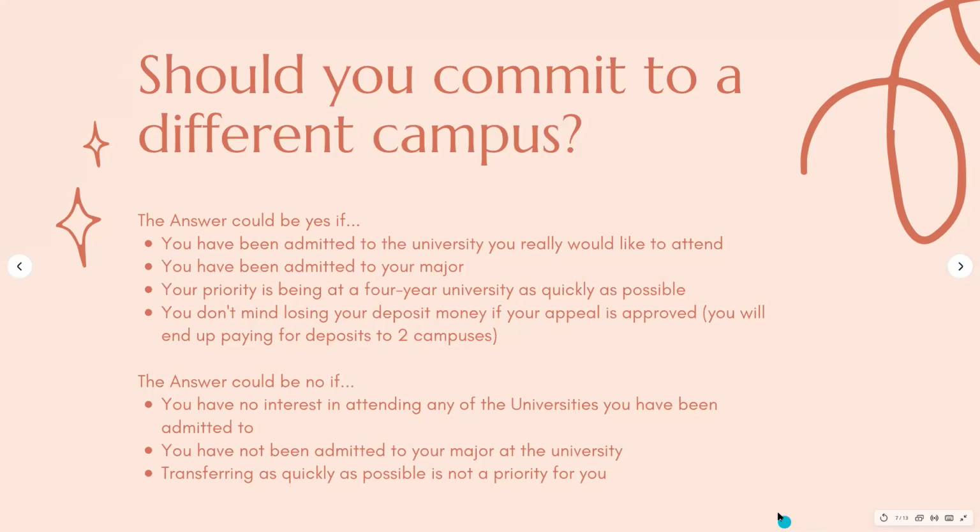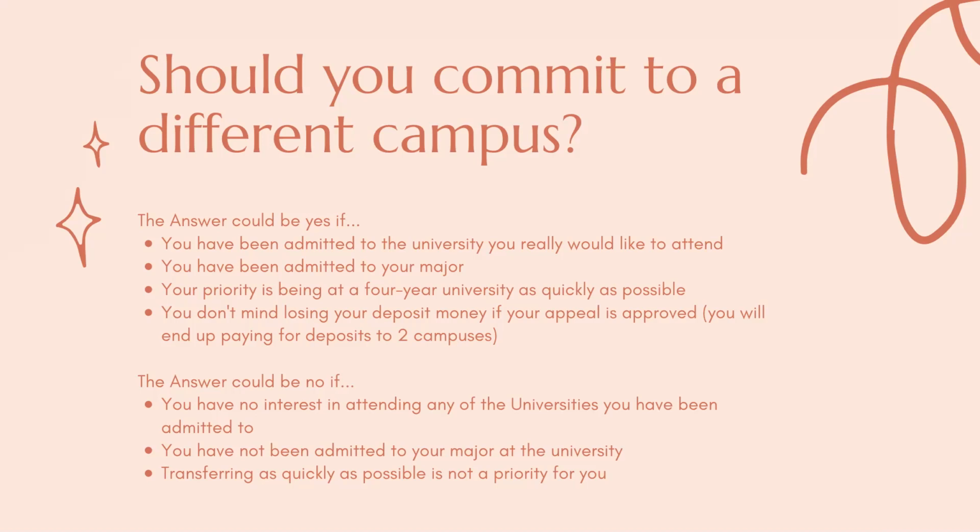Now, a lot of my students ask, should I commit to a different campus? Should you commit to a different campus? The answer could be yes. If you've been admitted to the university you really would like to attend, you've been admitted to your major, and your priority is being at a four-year university as quickly as possible, and you don't mind losing your deposit money if your appeal is approved. You'll end up paying for two deposits to two campuses, right?